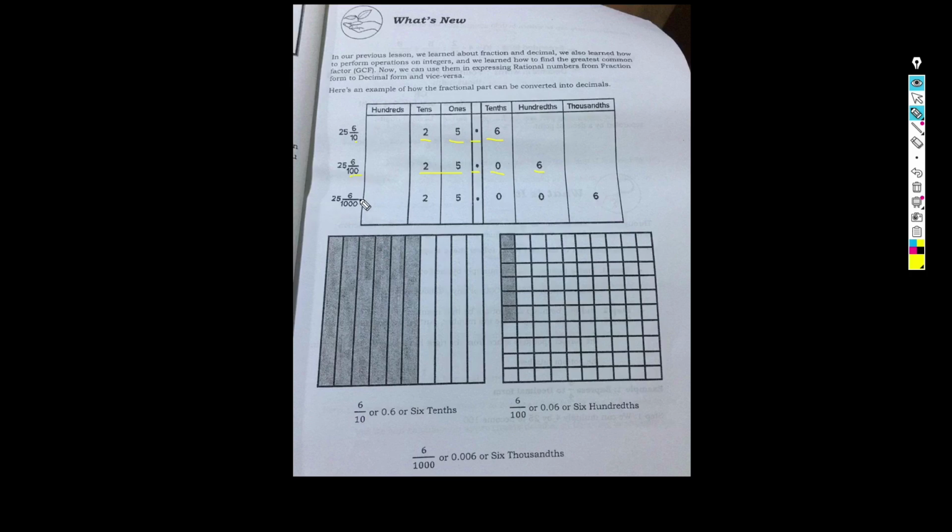Okay, 25 and 6/1,000. So that's 25, a point, and then the 6 here, of course, because there are three places that you need to put because of the thousandths place. 0, 0, and 6.